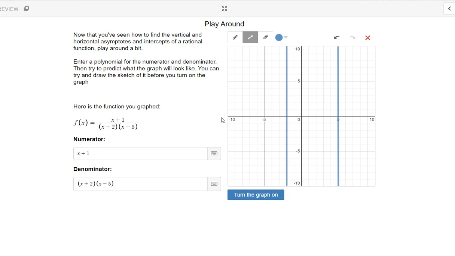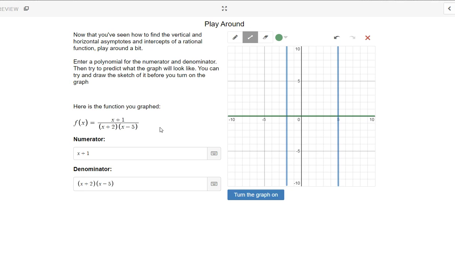And the horizontal asymptote, if I look at the degree of the denominator, it's a degree 2. When I multiply this together, it'll be x squared minus 3x minus 10. And the numerator has a degree of 1. So if the denominator has a higher degree than the numerator, that means the horizontal asymptote will be y equals 0. So I'll have a horizontal asymptote here at y equals 0.